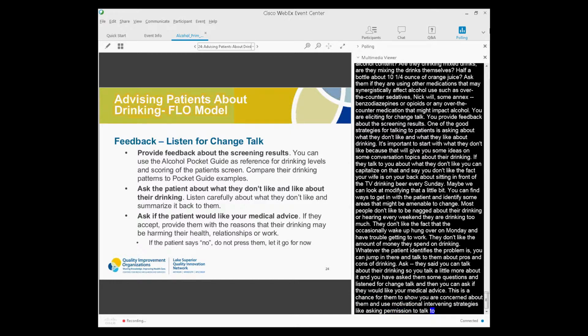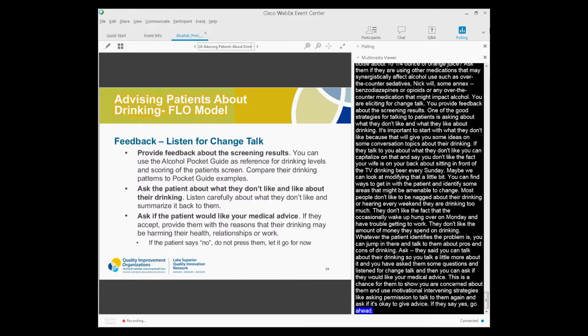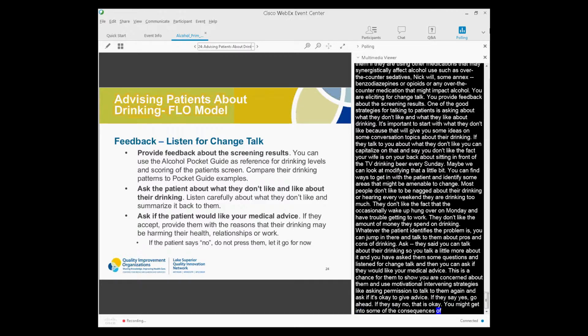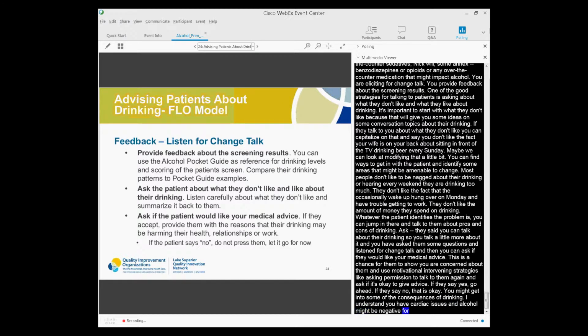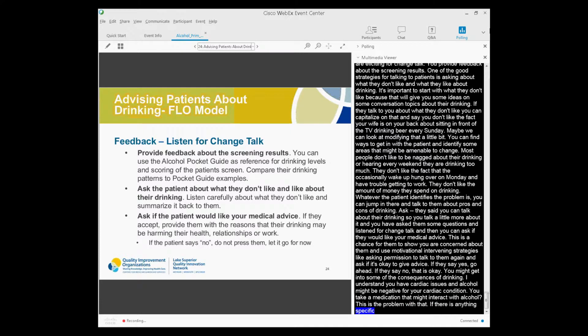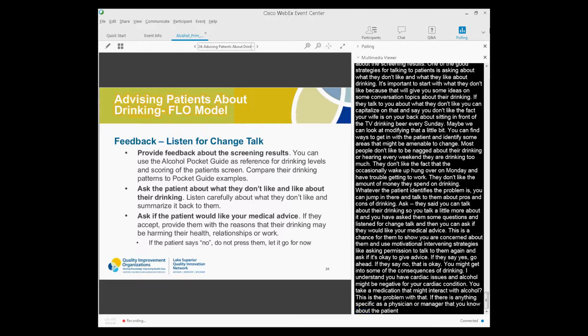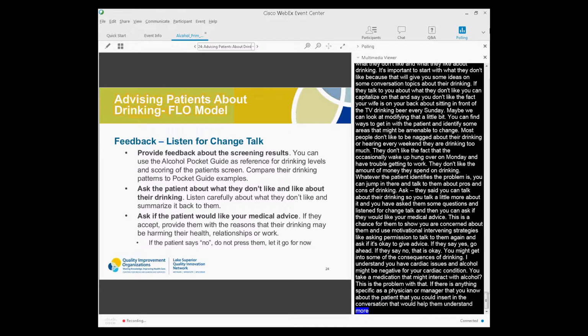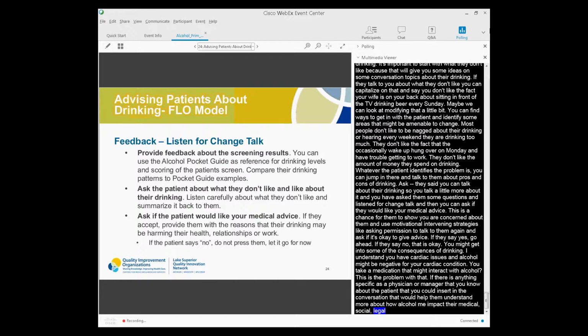And then you might get into some of the consequences of drinking. Hey, I understand you have cardiac issues, and alcohol might be negative to your cardiac condition, or you take these medications that might interact with alcohol, and here's the problem with that. So if there's anything specific as a physician or as a care manager that you know about the patient that you could insert into the conversation that would help them understand a little bit more about how alcohol may impact their medical, social, legal, or marital situation, typically medical in your physician setting, it's okay to include that in there.